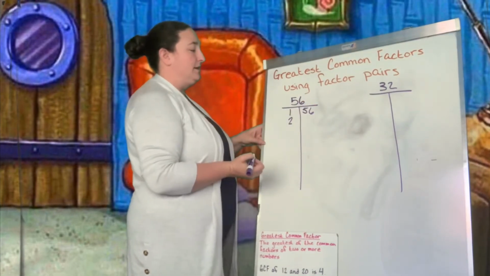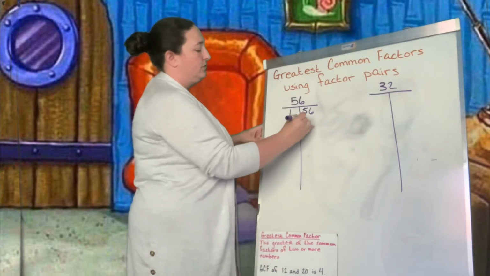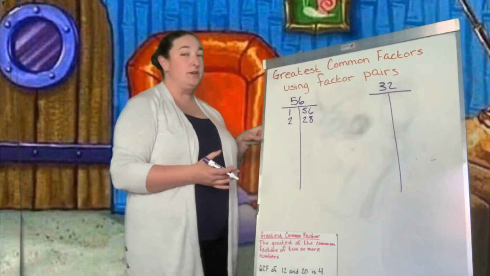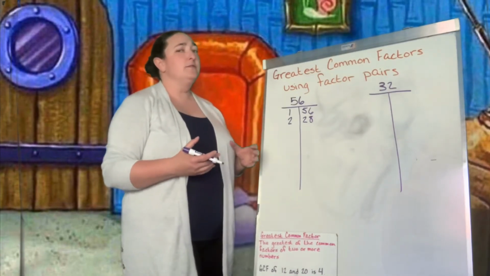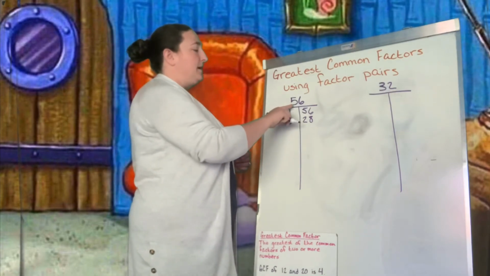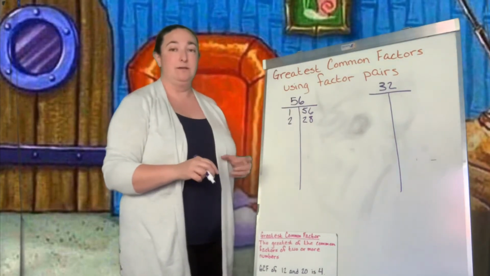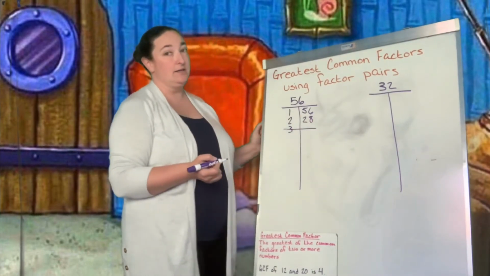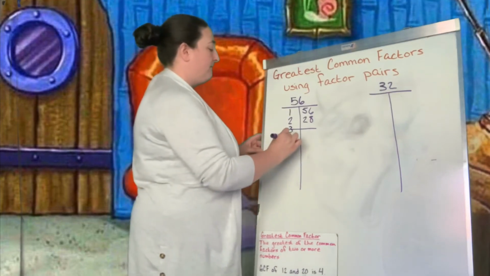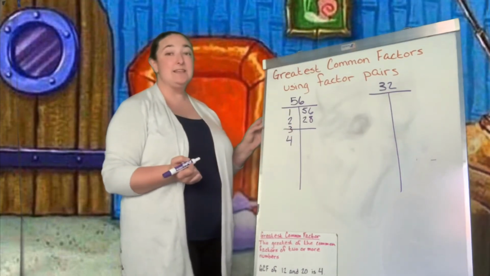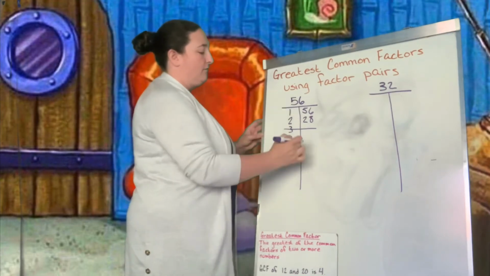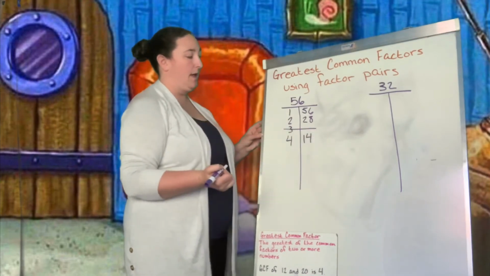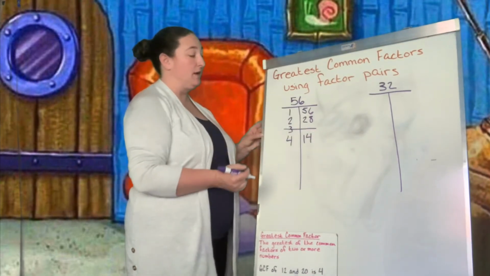2 goes into 56. 2 goes into 5 2 times. 2 goes into 16 8 times. Does 3 go into 56? Well, if we think about our divisibility rules, if I add my digits, 5 plus 6 is 11. Is 11 divisible by 3? It's not. So 56 is not divisible by 3. What about 4? 56 is divisible by 4. 4 goes into 5 1 time with a remainder of 1. 4 goes into 16 4 times. Okay? Still no repeated pairs, so I've got to keep going.